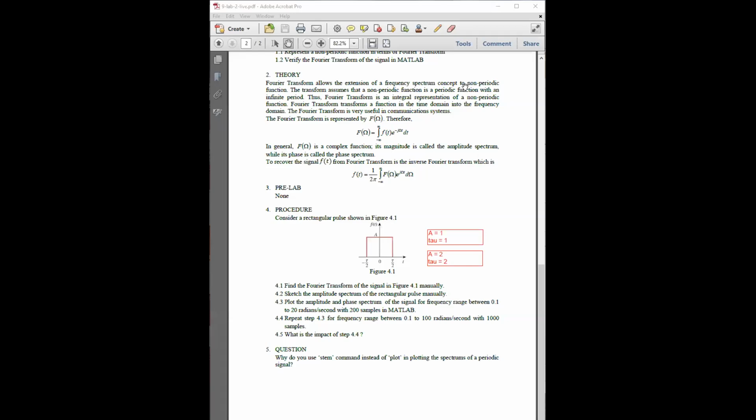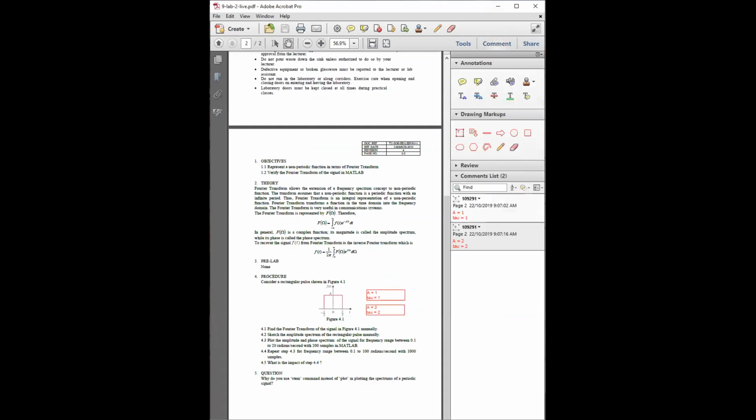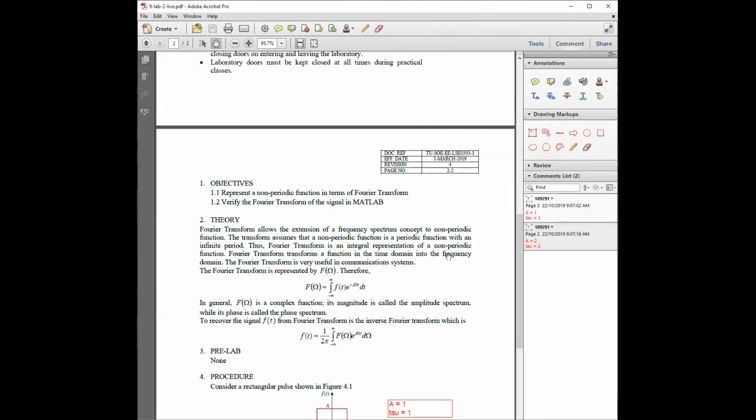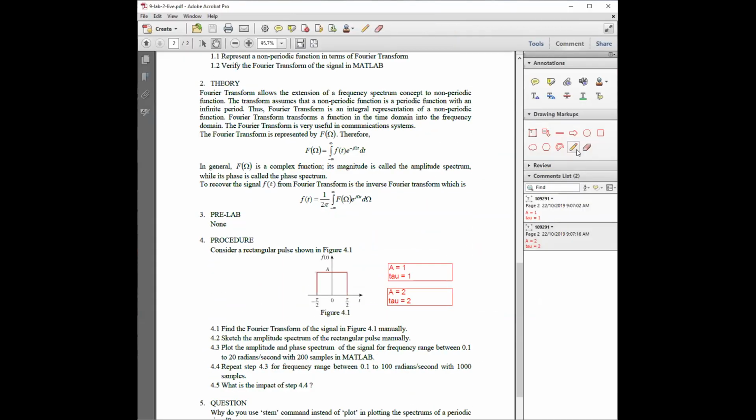Right, if no questions, actually today I wanted to discuss your lab as well, because you are supposed to start working on your lab 2 this week. Let me share the lab. Lab 2 is very similar to lab 1. In lab 1, you were working on Fourier series, and in lab 2, you are going to work on Fourier transform.